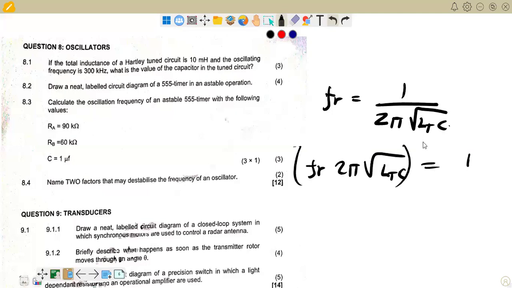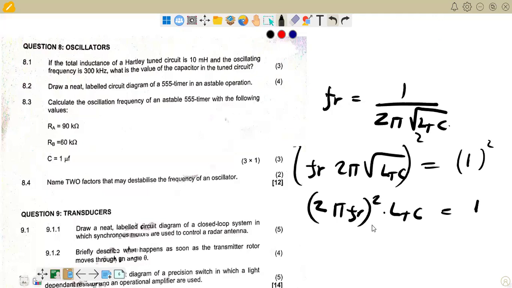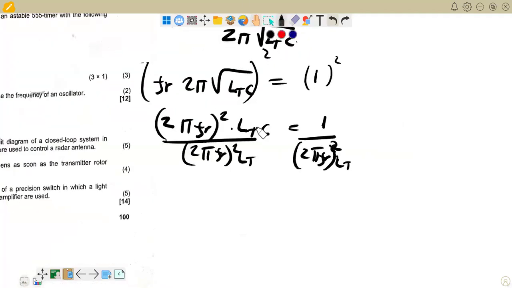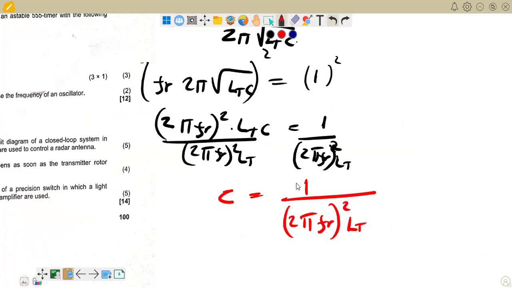We can square everything we can square. Of course, 1 will still be 1, but here we end up having 2 pi FR squared multiplied by LT times C is equal to 1. Then making C the subject, dividing by 2 pi FR squared, mind you, this is squared, times LT. So we end up having C is equal to 1 over 2 pi FR squared multiplied by LT.